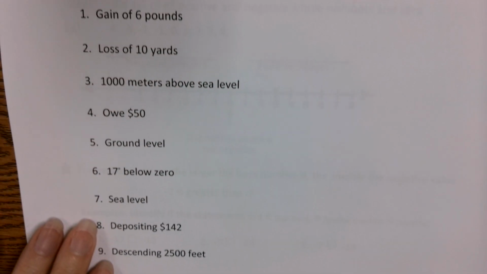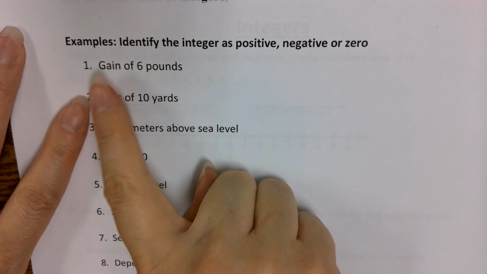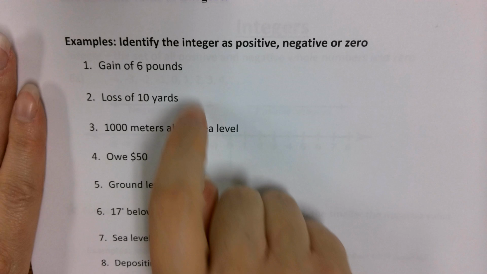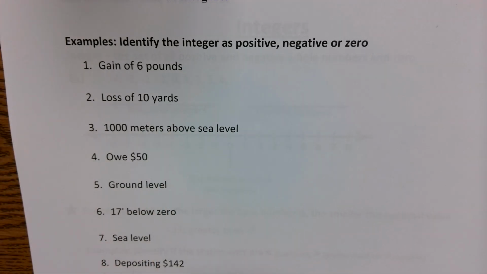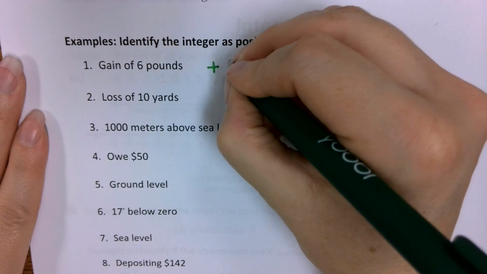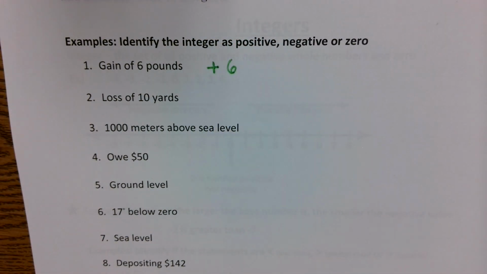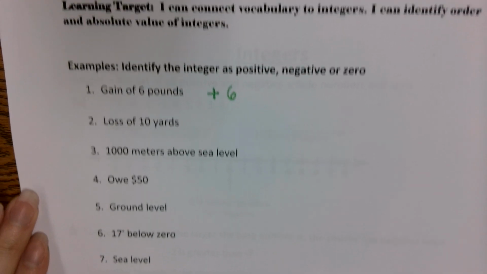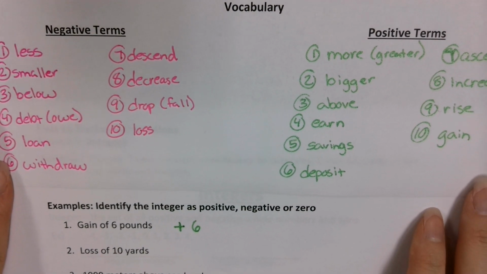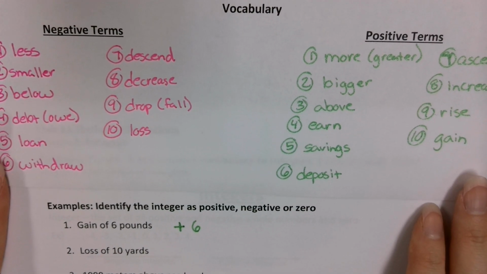If I say I'm going to gain 6 pounds, is that a positive 6, a negative 6, or a 0? Positive. So you don't have to write positive. You could just put a plus sign and then the number 6. If it's a negative, you would put a negative sign and then the number. And if it's 0, you would just write out 0. Okay? I'm going to put those words right back up here again in case you need them. Go ahead and do problems 1 through 9 on your own.